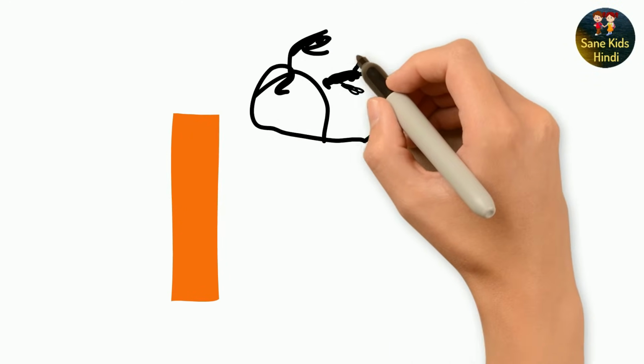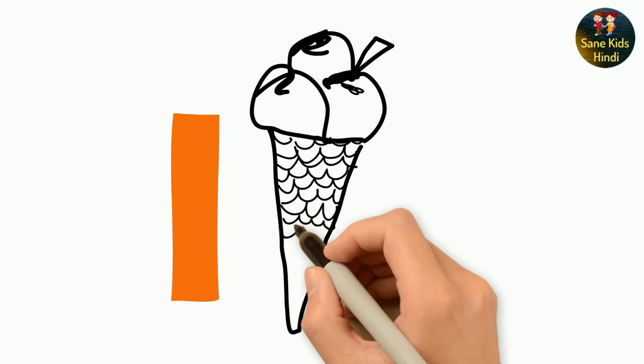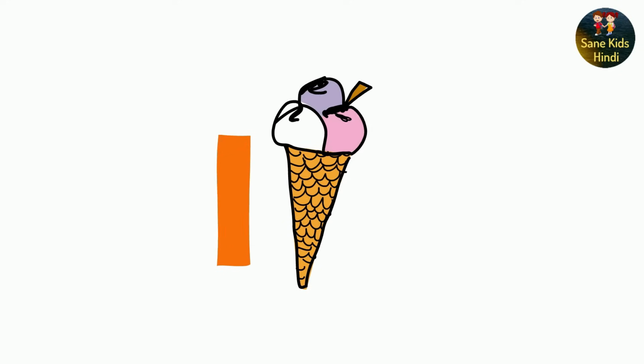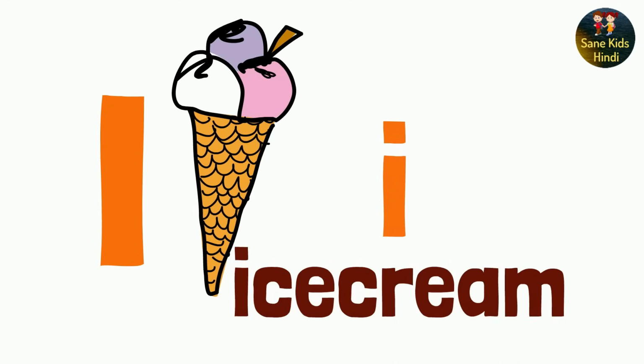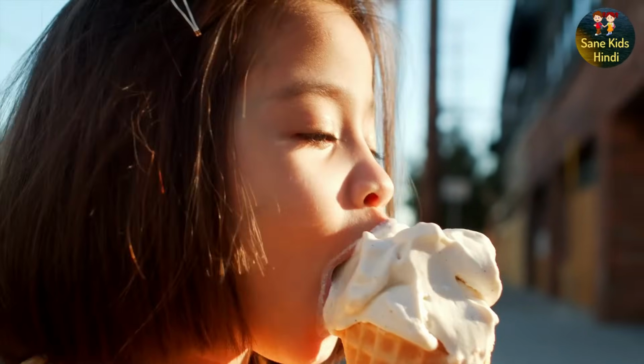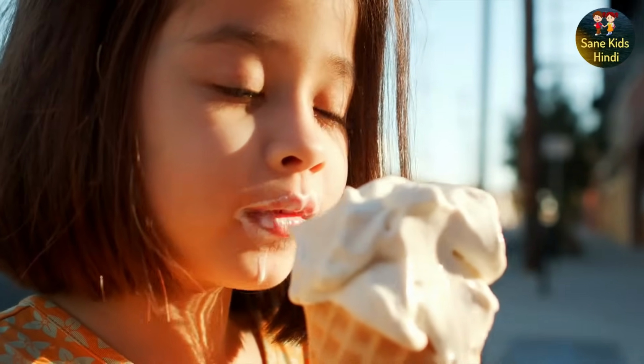A, B, C, D, E, F, G, H, I, J, K. I for ice cream. Q, R, S, T, U, V, W, X, Y, and Z. Now I know my ABCs. Next time won't you sing with me? Say with me, ice cream.